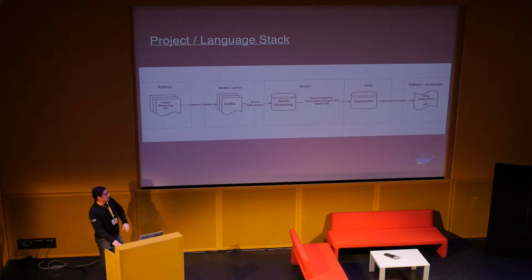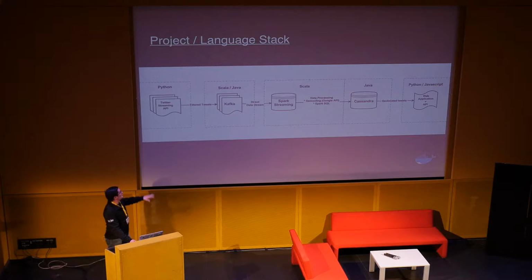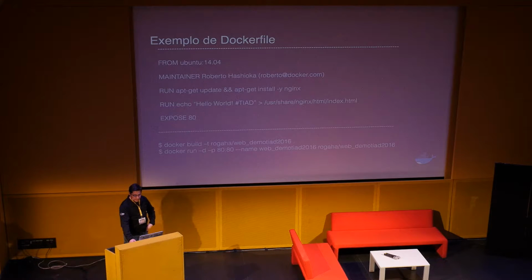So that is one demo that I will show you, very simply how you can build this and see how it works. So how can we do this? The first step is to take all these different components and Dockerize them. So you have to define a simple script that describes your application. In this example here, I'm just building a simple web application using the Nginx, the Ubuntu image.